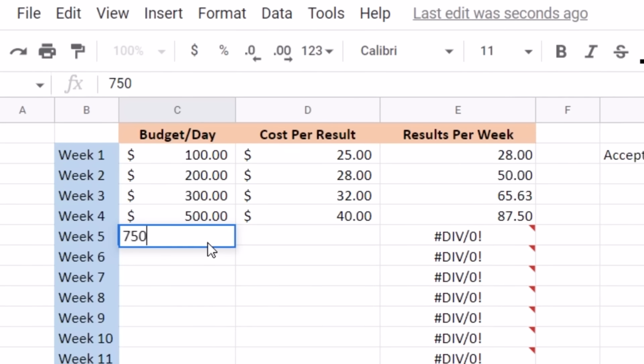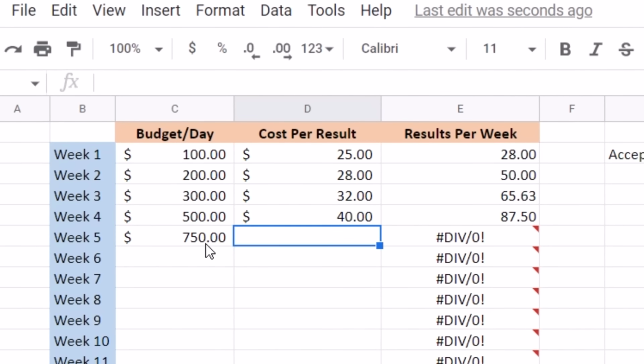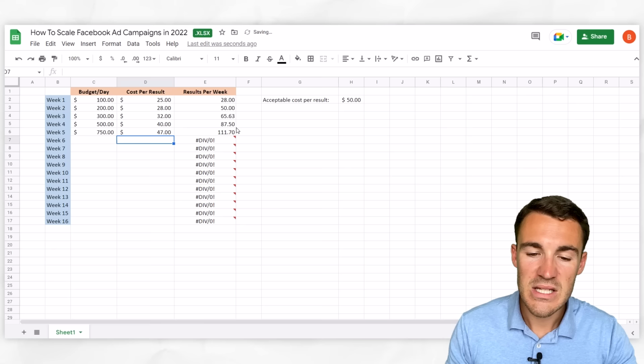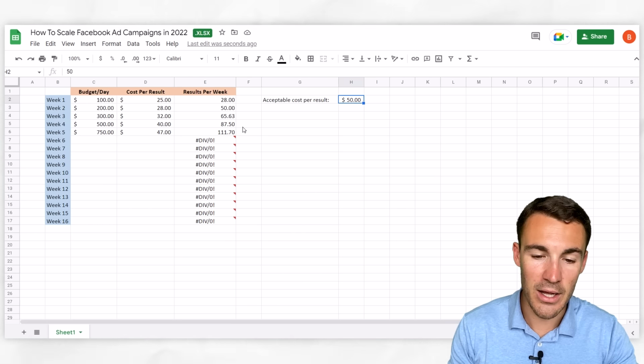Let's increase again up to 750. And let's say our cost per result now goes up to $47. Still under our acceptable cost per result, but we're close now. You know, we're still getting a lot more results.